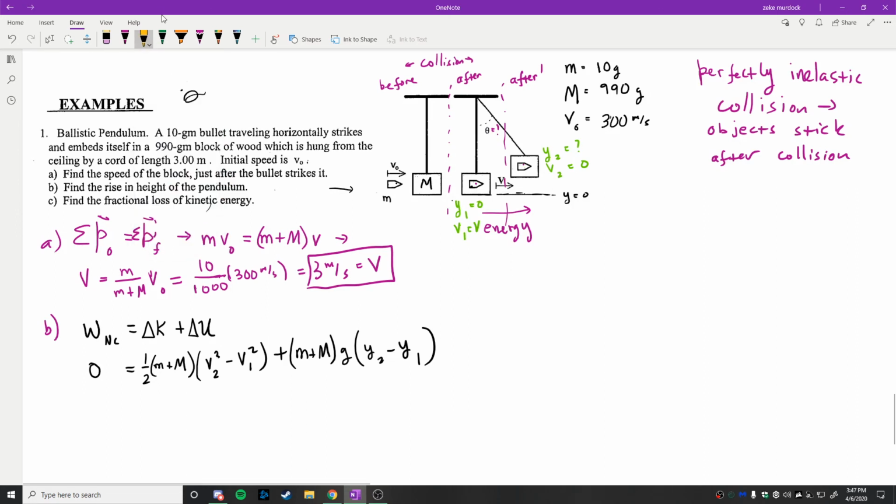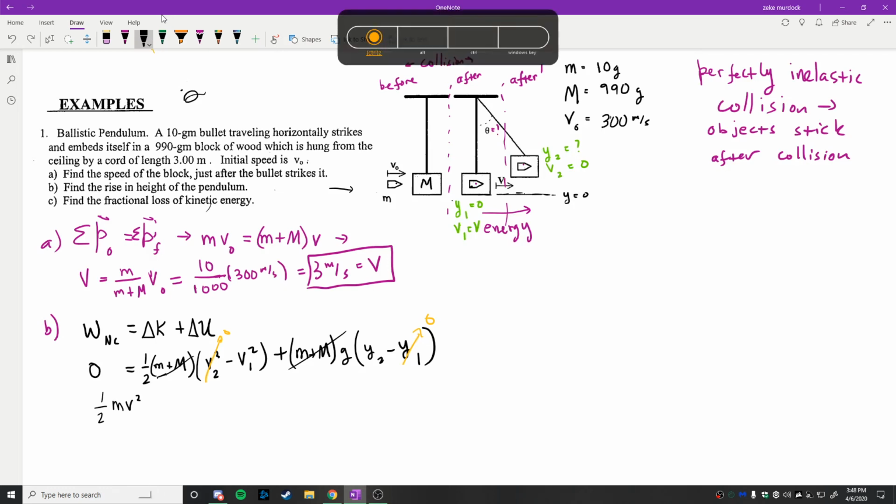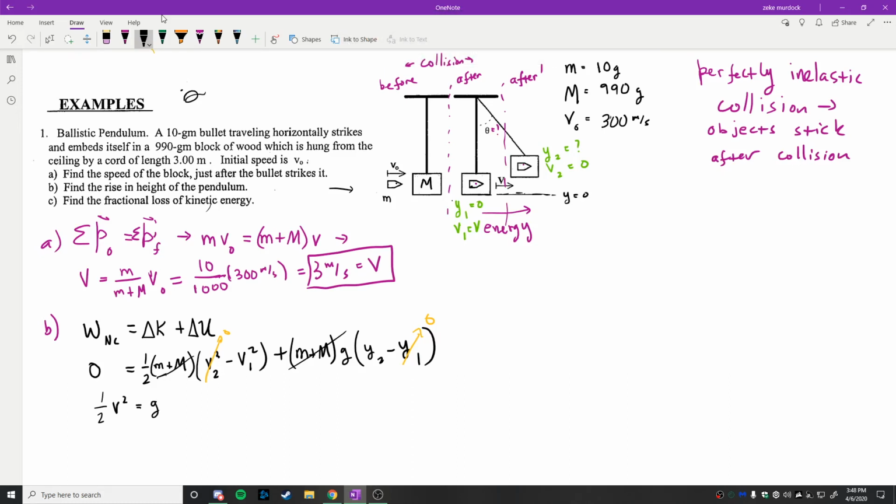Whatever. So a couple of these are 0. We said that y1 was 0, and we said that v2 is 0. So our equation now becomes, the masses cancel as well. This cancels with this one. So we end up getting, what's left? We're finding y2, right? So y2, sorry, that's what's left, right?